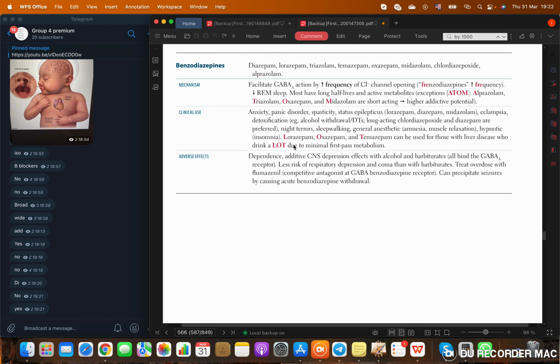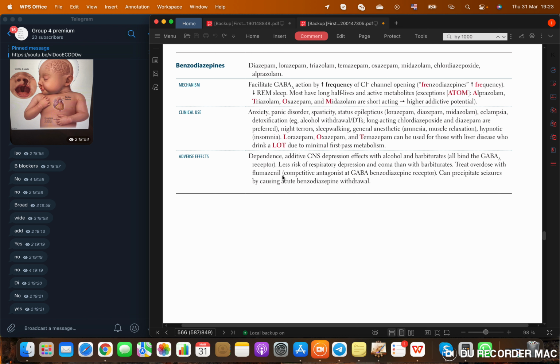Really good stuff. Lorazepam, oxazepam, temazepam can be used for those with liver disease who drink a lot. Why? Because they have minimal first pass metabolism. The first pass metabolism, do you remember in which organ it happens? First pass metabolism occurs normally in the liver. So you need a medication that does not go through the liver in cases of liver disease, like lorazepam, oxazepam, and temazepam. The adverse effects include dependence, additive CNS depression with alcohol and barbiturates.